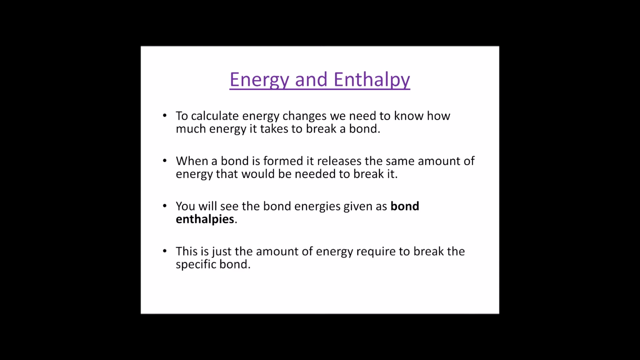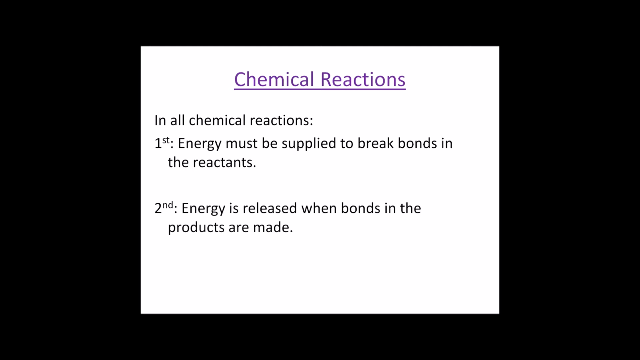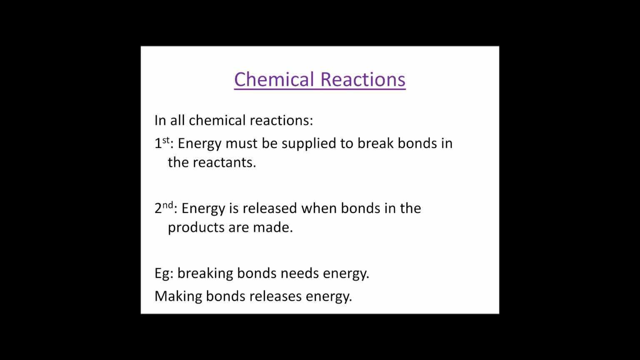Okay, a specific bond. In all chemical reactions, the first thing that happens is energy is supplied to break the bonds in the reactants. So whatever you have for reactants, firstly, energy must be used to break those bonds. Secondly, energy is released when the bonds in the product are made. Now this is just for the purpose of these calculations. You really need to be thinking about this. So, breaking bonds needs energy, making bonds releases energy. So that's a little summary of those parts.